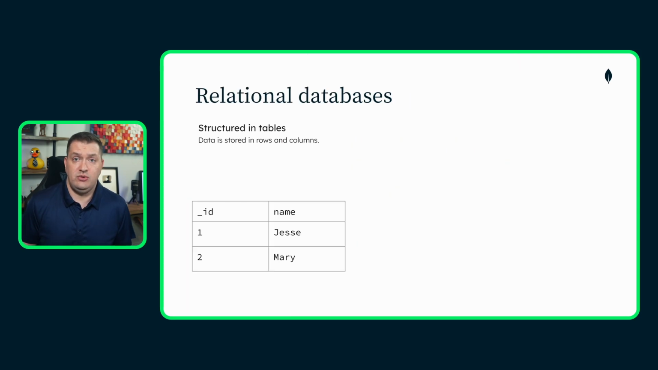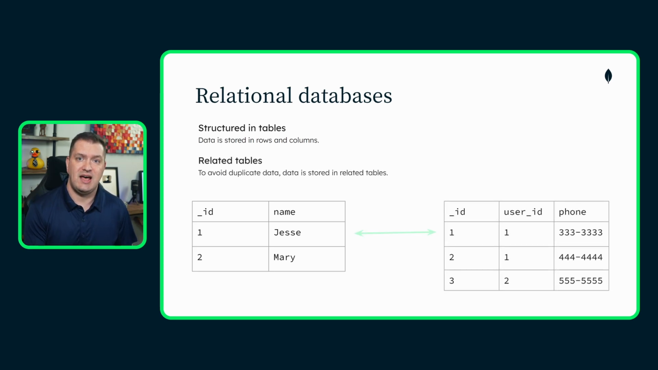So the first thing that we do need to understand is how data is structured in SQL or relational databases. You can think of these as spreadsheets. The data is stored in rows and columns. And so related data gets stored in separate tables to prevent data duplication, because when relational databases were first created, data was very expensive to store. And so we didn't want to duplicate any data.